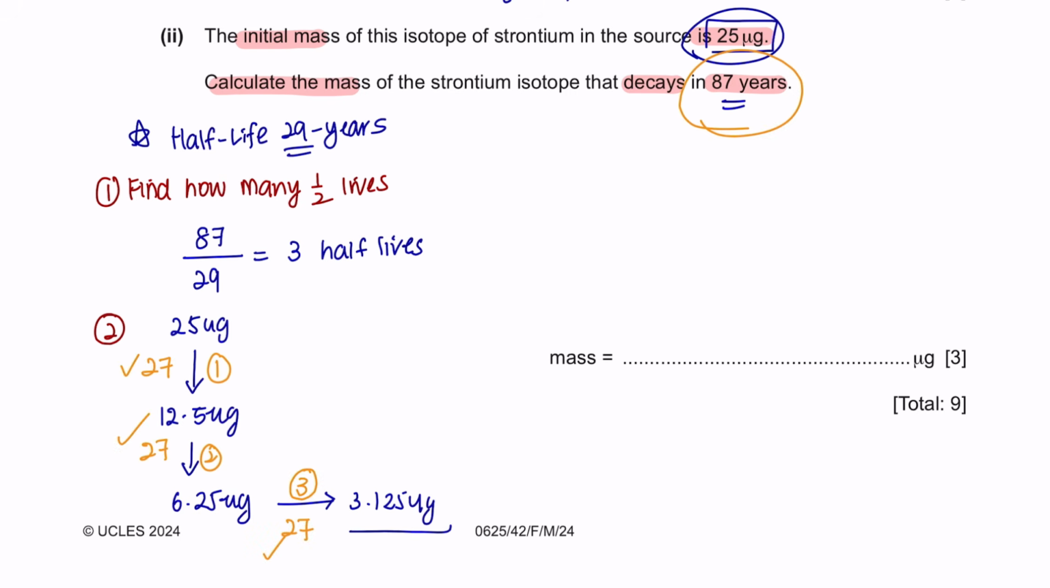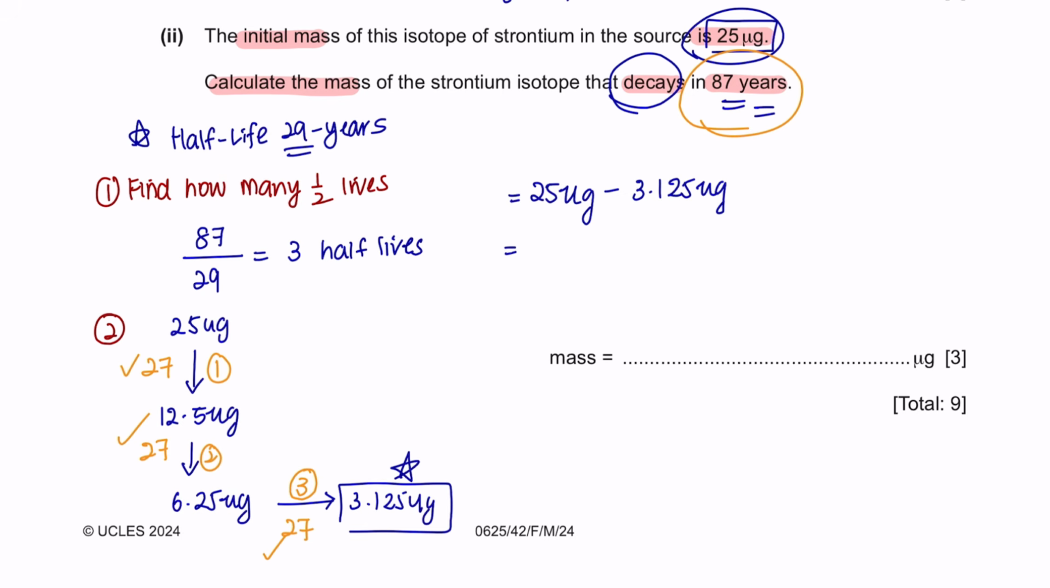Okay, so this is the final mass of strontium after 87 years. But pay attention here that they want to find what has decayed, not what is the final mass. So we're going to take the initial mass minus what is left, which is 3.125 microgram.